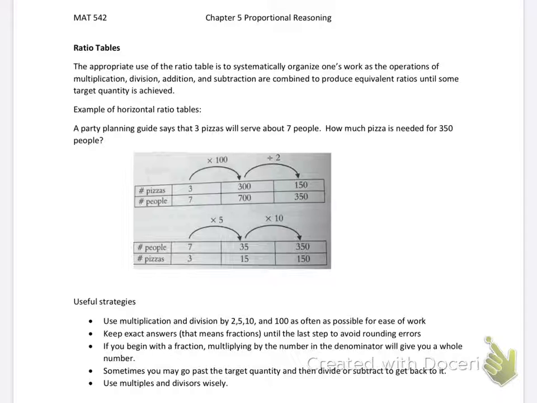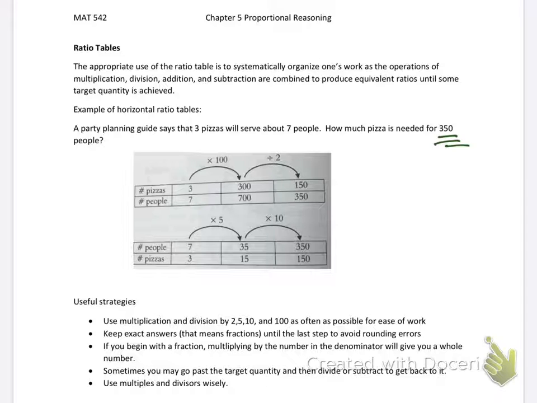Okay, so an example of a horizontal ratio table. So here's a horizontal one. I have number of pizzas and number of people. A party planning guide says that 3 pizzas will serve about 7 people. How many pizza pies are needed for 350 people?